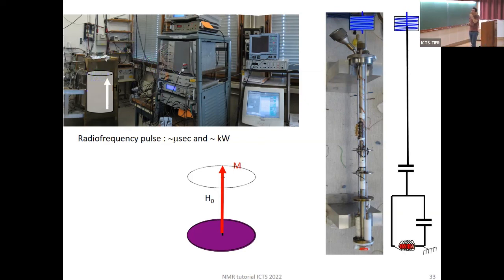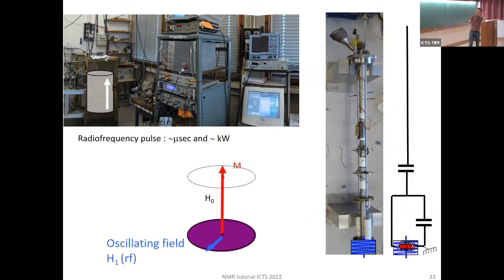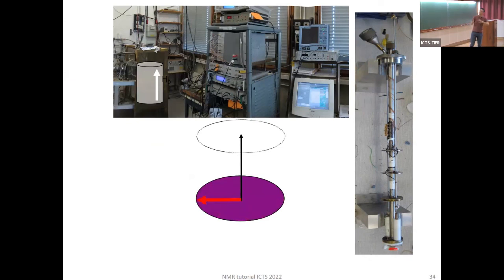So you do that, you send a pulse to the coil where your sample is. That creates the oscillating field that allows you to flip the magnetization. You stop doing anything. The rotation of the magnetization means that you have a magnetic flux that varies with time in your coil, so that gives a voltage at your coil, and that's the quantity that you measure.